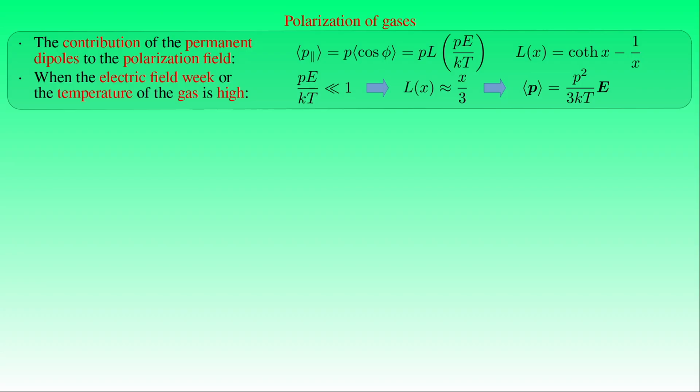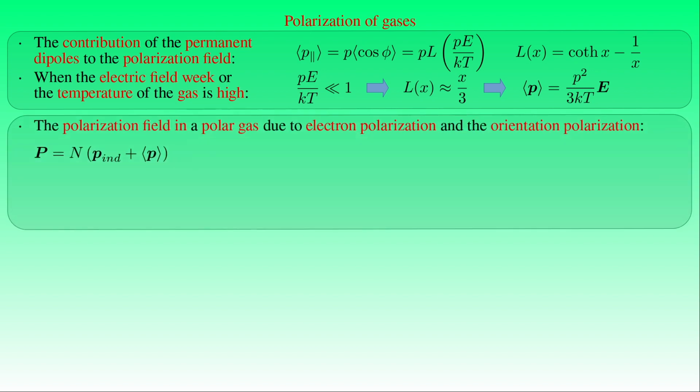Although the dipoles are not perfectly aligned with the field, their average can be approximated in this way for weak fields and high temperatures. Since the polarization in a polar gas is due to both the electron polarization of the gas molecules and the orientation polarization of their dipole moments, we can write the polarization capital P as the number density n of the molecules, times the sum of the induced polarization and the averaged permanent dipole moments in the gas. Here the sum can be written as the sum of the molecular polarization alpha of the gas times the electric field strength E, and the ratio of P squared over 3 times K times T, times the vector E. Then the polarization is given by n times the sum of alpha and the ratio of P squared to 3 times K times T, times the field strength E.